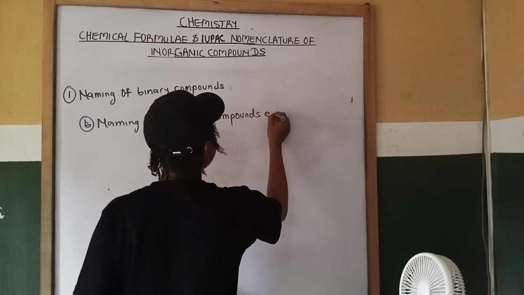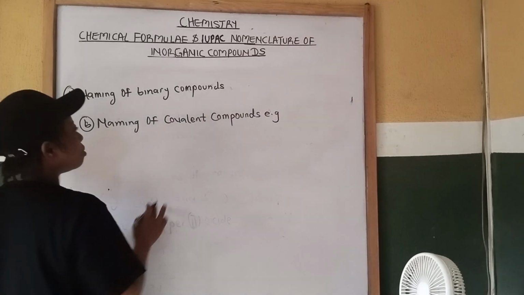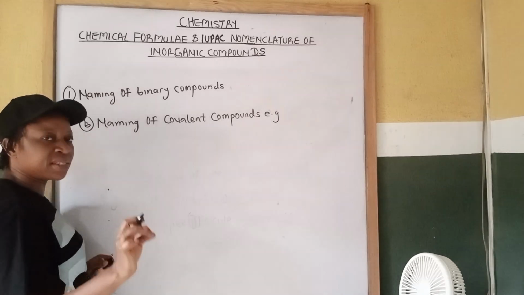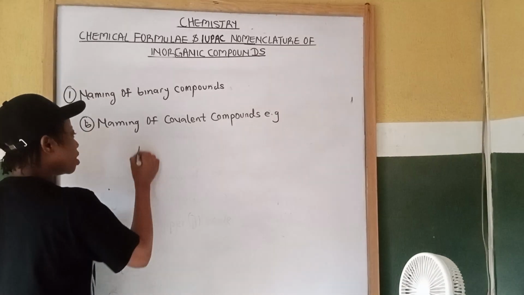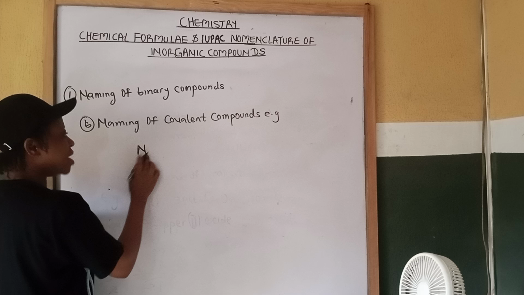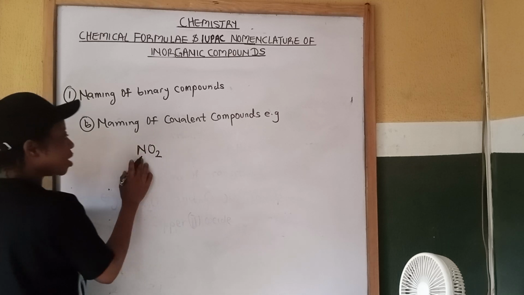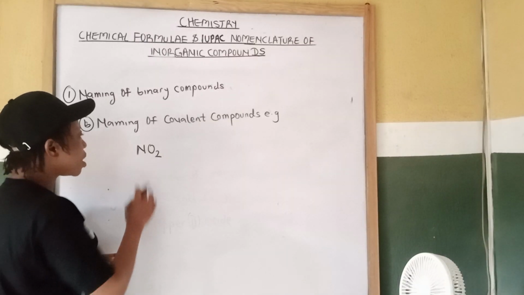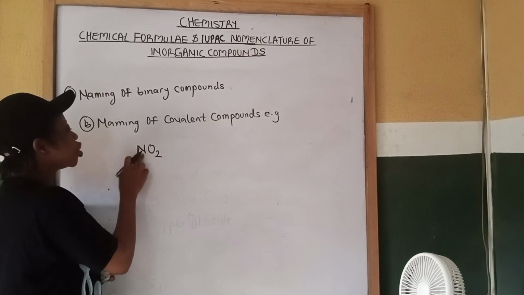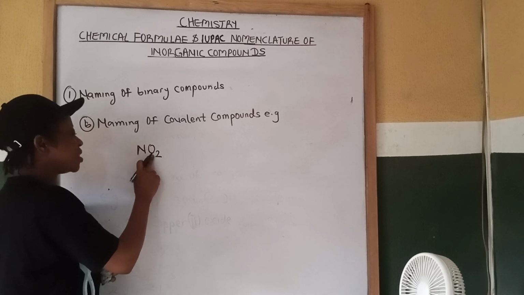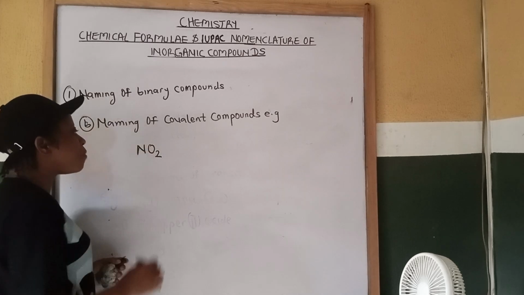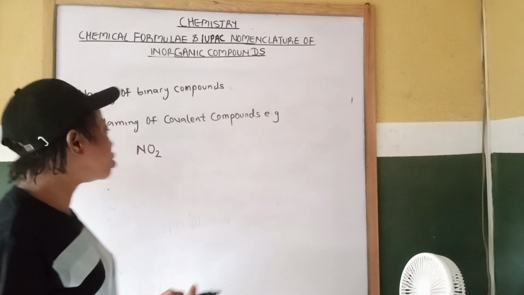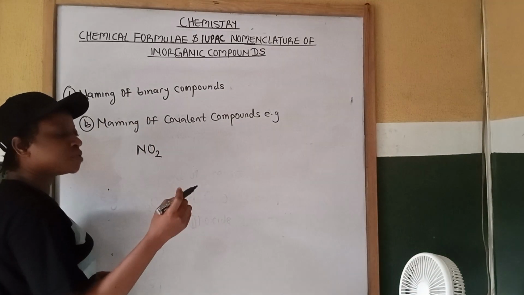So let's take for example a covalent compound, that is a combination of two non-metallic atoms. Let's take nitrogen, which is a non-metal, and oxygen, NO2. So what are we going to call NO2? Nitrogen is a non-metal, oxygen is a non-metal. Why? Nitrogen is in group 5. So group 5, 6 and 7 are what? Are non-metals.